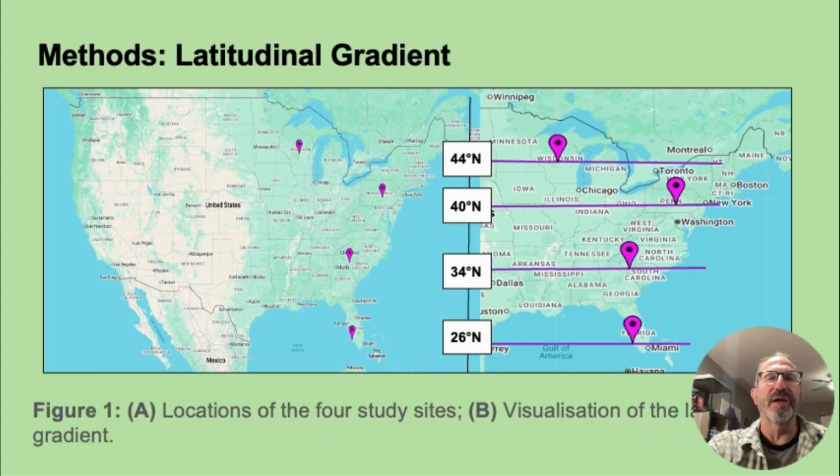Our group members spanned quite a bit of distance in the United States. Our farthest north, we had a group member in Wisconsin at 44 degrees north, in Pennsylvania at 40 degrees north, in South Carolina at 34 degrees north, and all the way down in Florida at 26 degrees north. This allowed us to analyze avian data over a span of almost 20 degrees latitude in the United States.